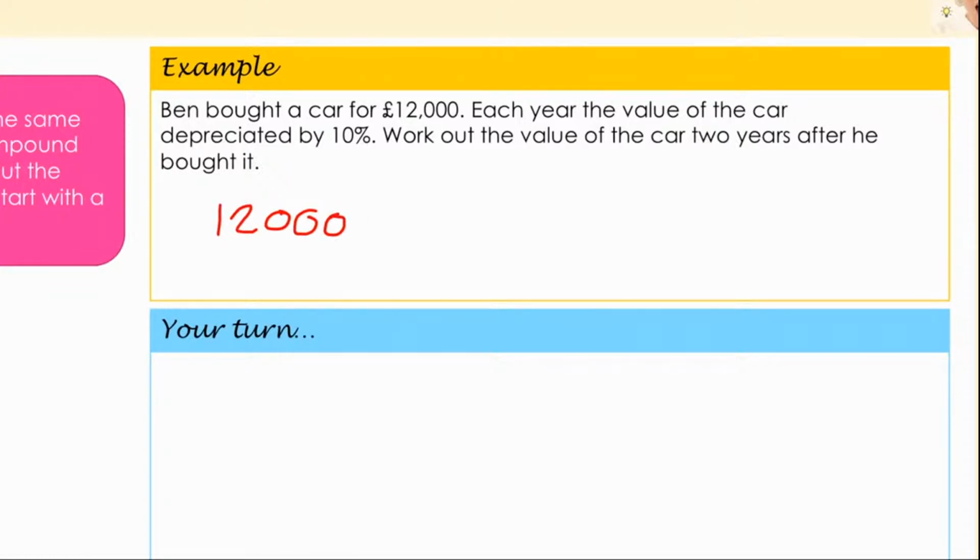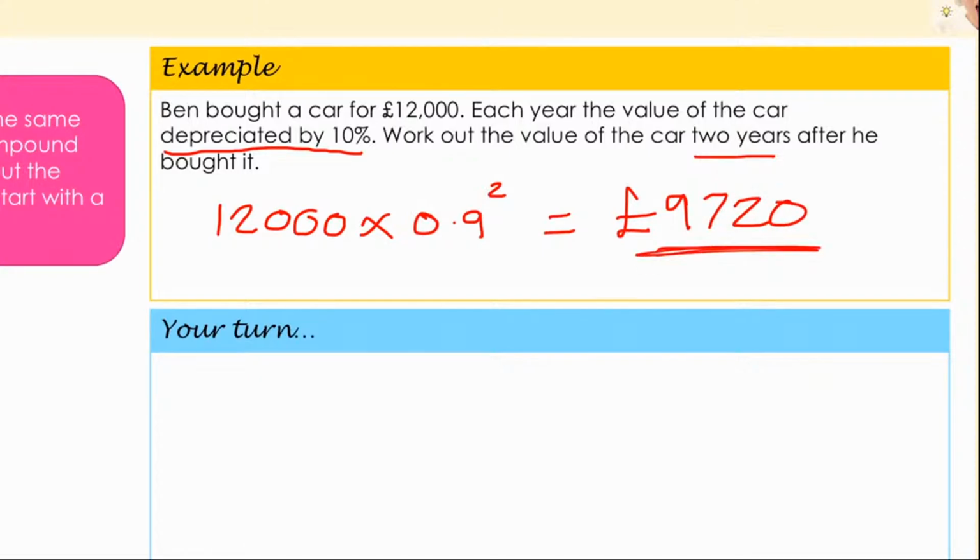Now our multiplier, if it's depreciating by 10%, is going to be 0.9. Remember, like in that starter, it's gone down by 10%, so we want to find 90%. Now work out the value of the car 2 years after he bought it. So just to the power of 2. Plug that into your calculator and you get 9,720.